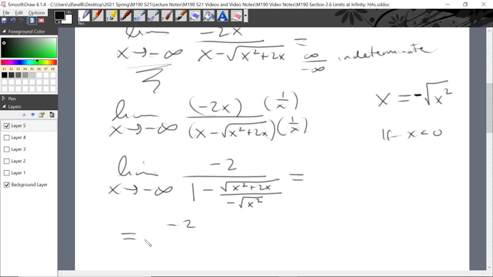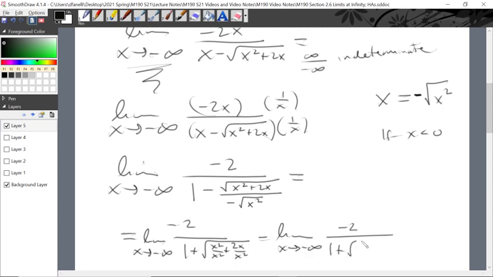So what I'm getting is that we have the limit as x goes to negative infinity of negative 2 over 1 plus the square root of x squared over x squared plus 2x over x squared. All right, it's the limit as x goes to negative infinity of negative 2 over 1 plus the square root of the quantity 1 plus 2 over x.